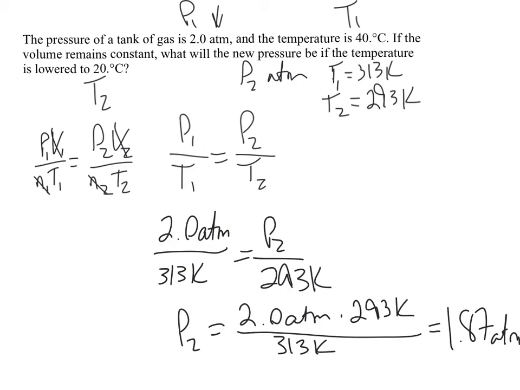And again, you can always double check it. This is a direct relationship. The fact that you have one on top and one on bottom tells you it's a direct relationship. When one value goes down, the other should go down. Your temperature dropped from 40 to 20. It went down, so your pressure should drop as well. You can't tell how much it dropped, but you should be able to at least tell that it went down. I started at 2. I've gone down to 1.87, so I know I did my algebra right.